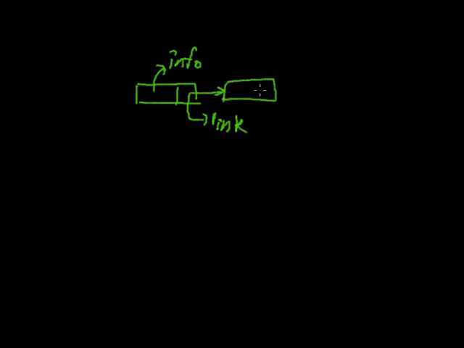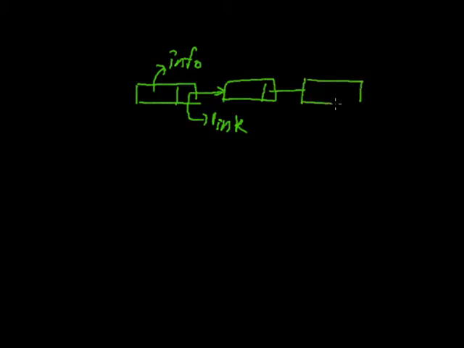A singly linked list is a list of nodes, and in a node there are two parts. The first part is an info part where we store the data. The second part is the link part. This is the address to some other node.